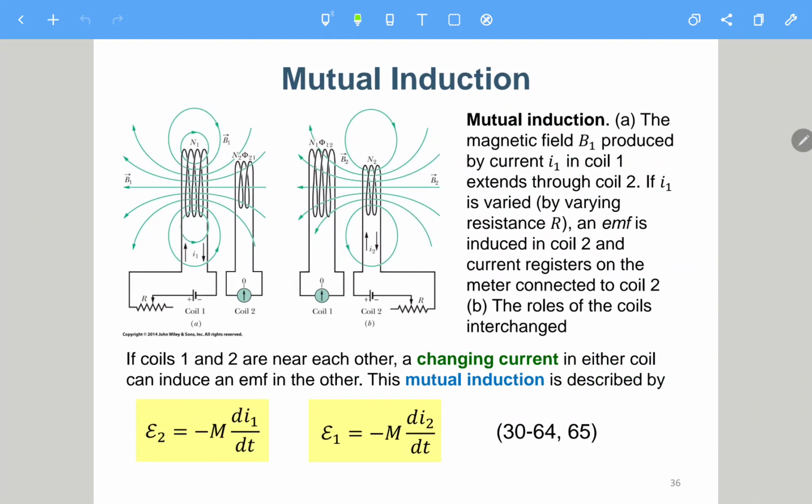So next we talk about something called the mutual inductance. Mutual inductance, you can consider it as a transformer. In the world, there are 3 types of transformer. This is the first type. It's called the 变压器.